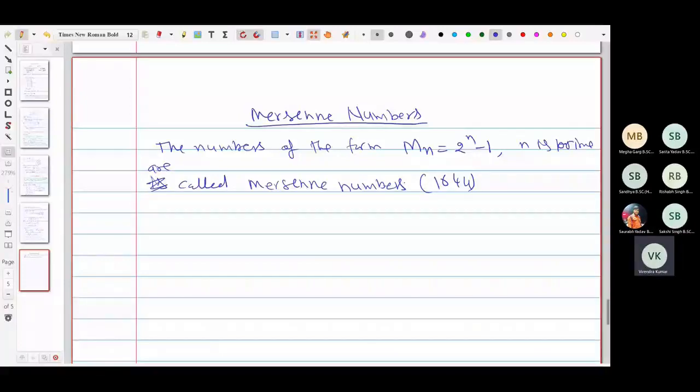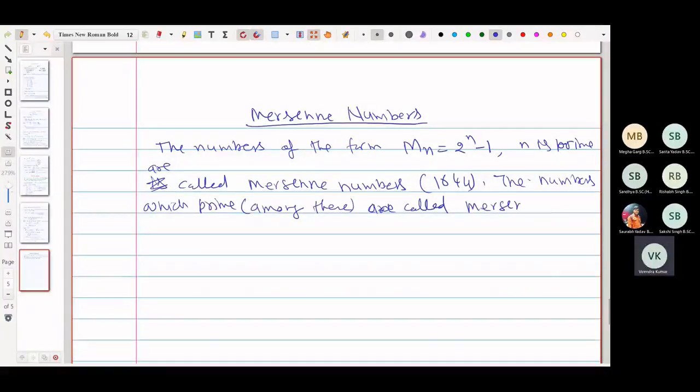The numbers which are prime among these are called Mersenne primes.